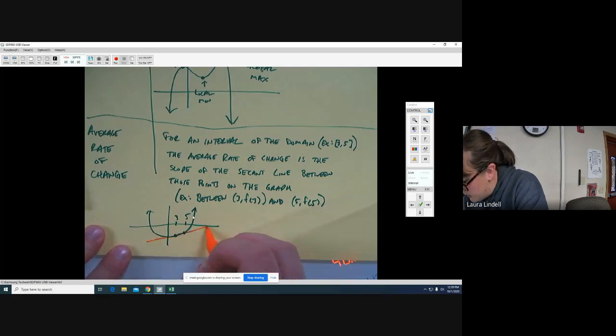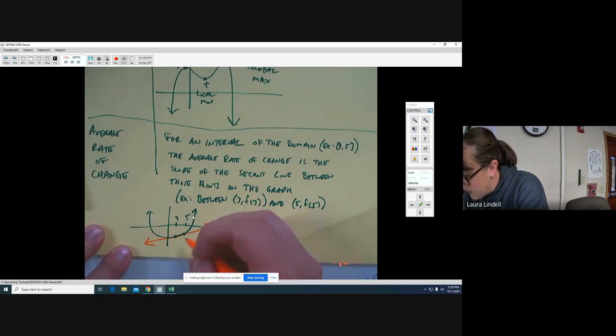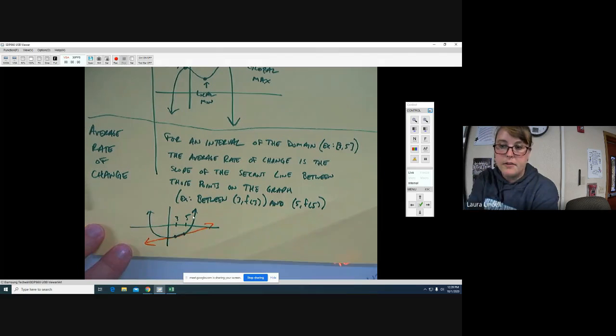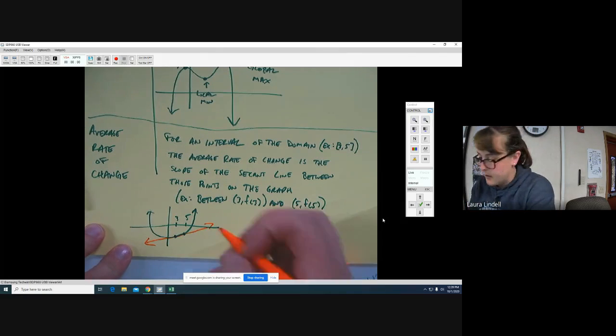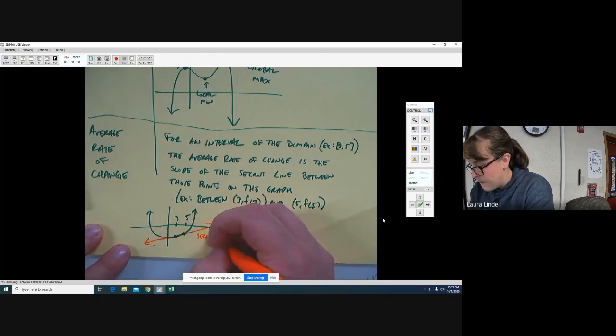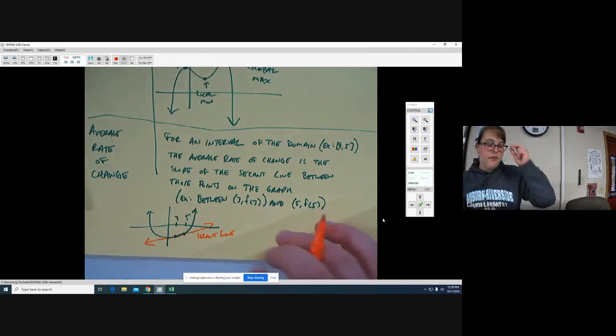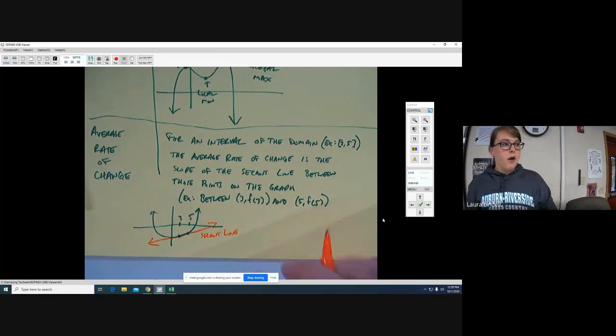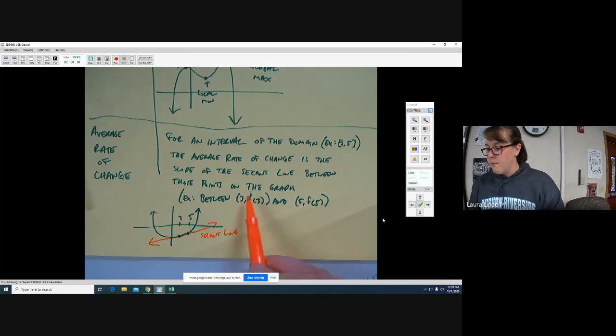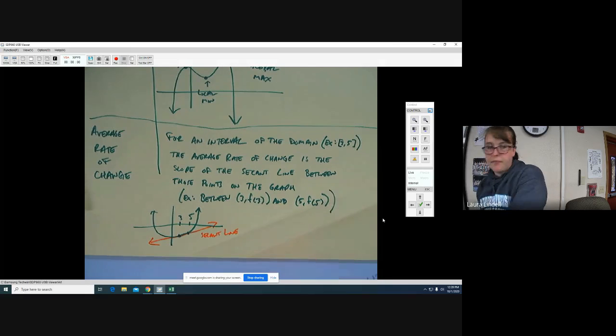here's the secant line, and the slope of this line is your average rate of change. So the slope of that line is your average rate of change. So really all we're doing is the slope formula between the 2 points. Okay, so we're going to do an example of this.